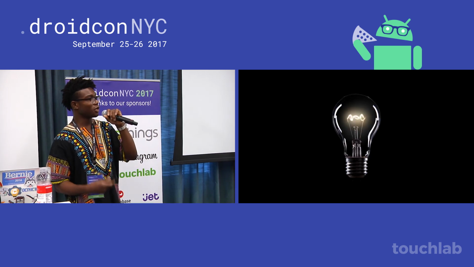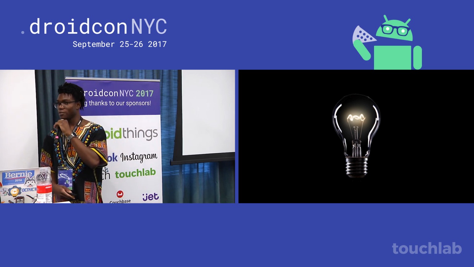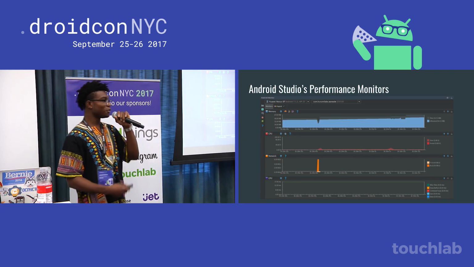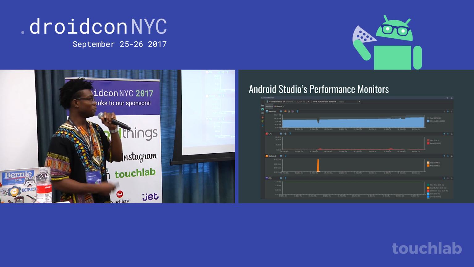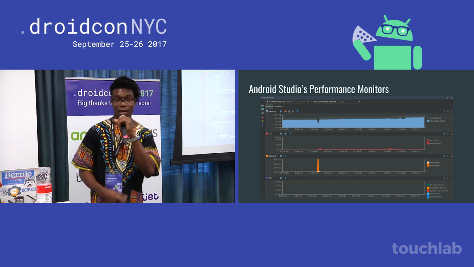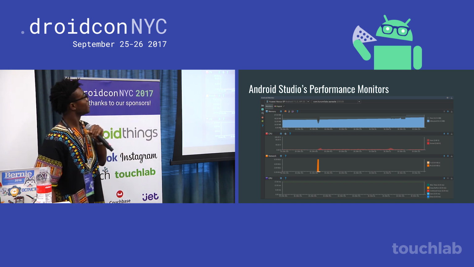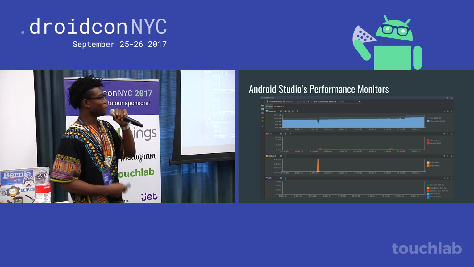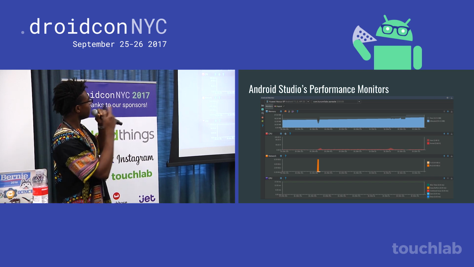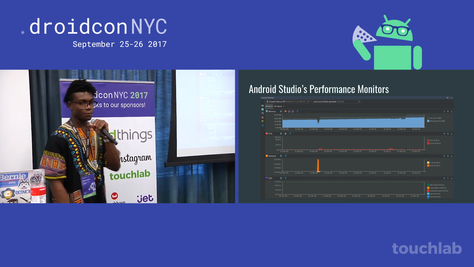Then, I remembered a Google I/O video I had watched about Android Studio's performance monitors. The performance monitors easily allow you to observe the behavior and performance of your application in real time. And it's conveniently located right next to the logcat. The performance monitors give you real-time monitoring for memory, the CPU, the network, and the GPU.